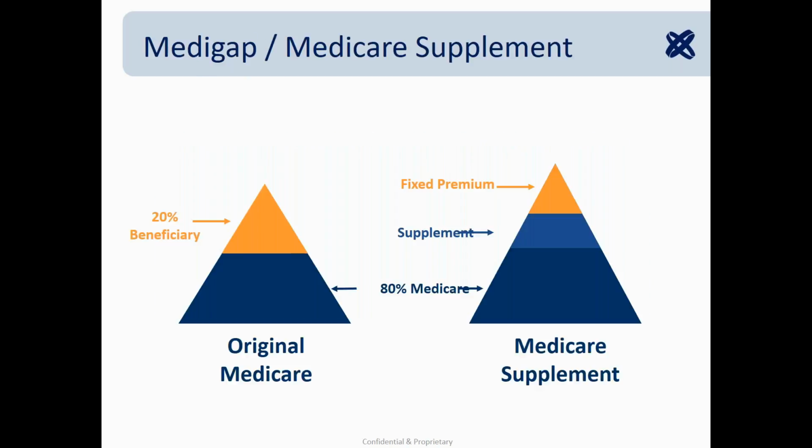Let's talk about Medigap or Medicare supplements. It's the same thing. So on original Medicare, in the dark blue on the left, the triangle there, Medicare pays 80%. You, the beneficiary, would pay 20%. With a Medicare supplement, Medicare still pays the 80%. And then the lighter shade of blue there, the supplement will pick up the 20%. And then the orange, there's a fixed premium to have a Medicare supplement.